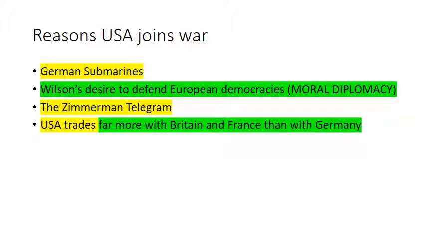Reasons the United States joins World War I. One of the primary reasons was the Germans' use of U-boats, also known as submarines, sinking American and Allied shipping in the Atlantic Ocean. Wilson had a desire to defend European democracies. Britain and France were democracies fighting against Germany and Austria-Hungary, which had monarchies.